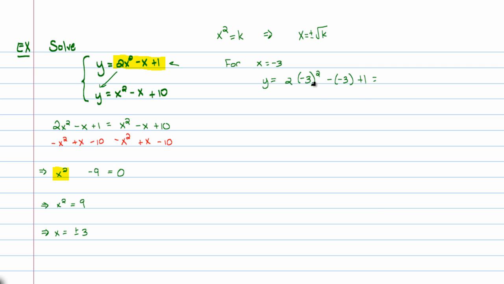So let's see. This is 2 times 9, or 18, plus 3 plus 1. That's a 22. So in other words, when x is a negative 3, our output, or y value, is 22. And then we'll have another solution for x equals positive 3. Let me just plug that into the top equation as well.